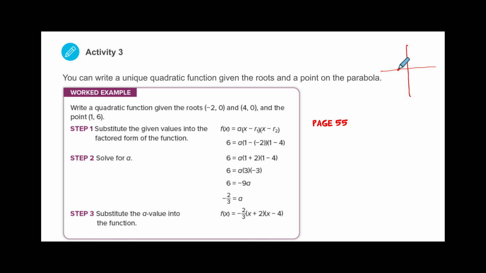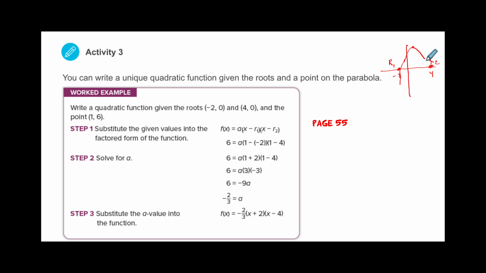So -2 is a zero about here, and 4 is a zero about here. We'll call this root number 1, and this root number 2, because there are 2 different roots. And remember, the roots are the zeros. This is at -2, and this is at 4. Great. And the point 1, 6 is up here somewhere. So I am assuming, because it's the point 1, 6, that it goes through kind of like this.